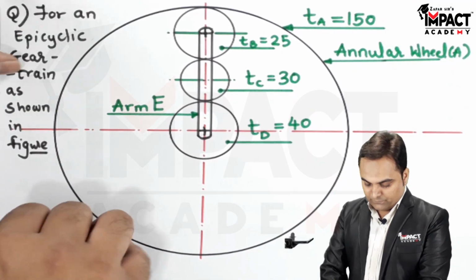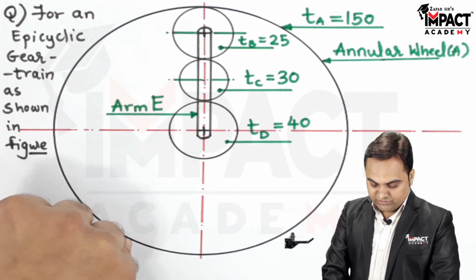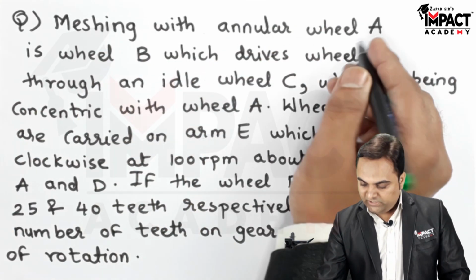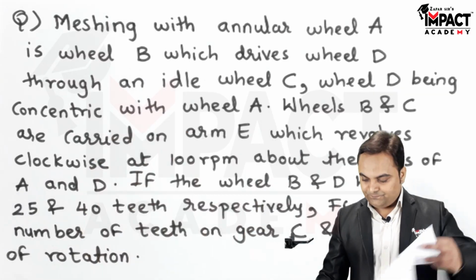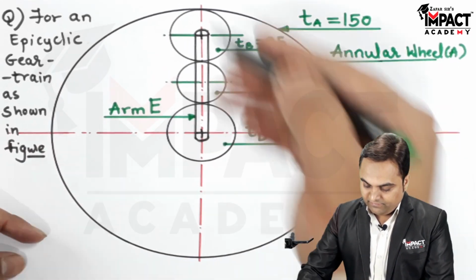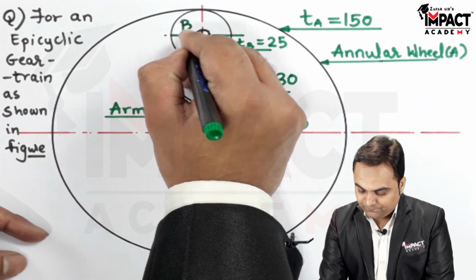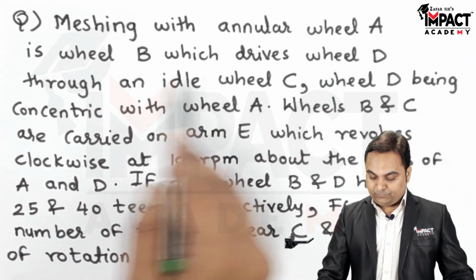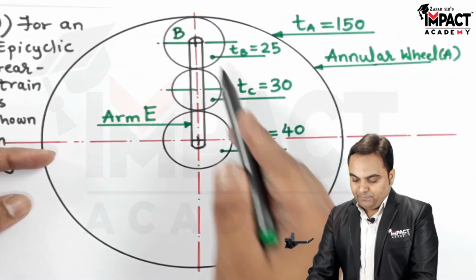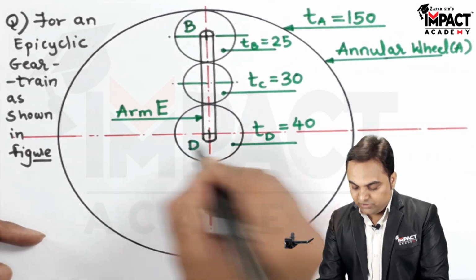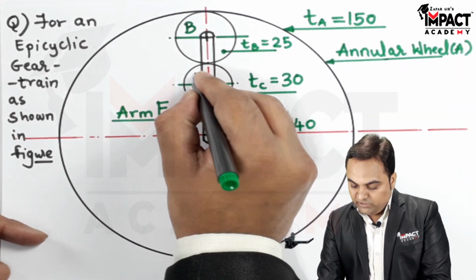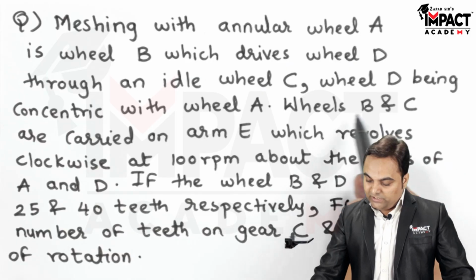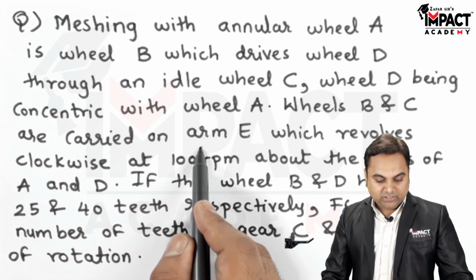Now I'll read the question which is given. Meshing with annular wheel A is wheel B. So A is in mesh with B as I had explained. Then wheel B drives wheel D through an idle wheel C. So B is driving D, which is here, with the help of an idle wheel, which is wheel C or gear C. Then wheels B and C are carried on arm E.